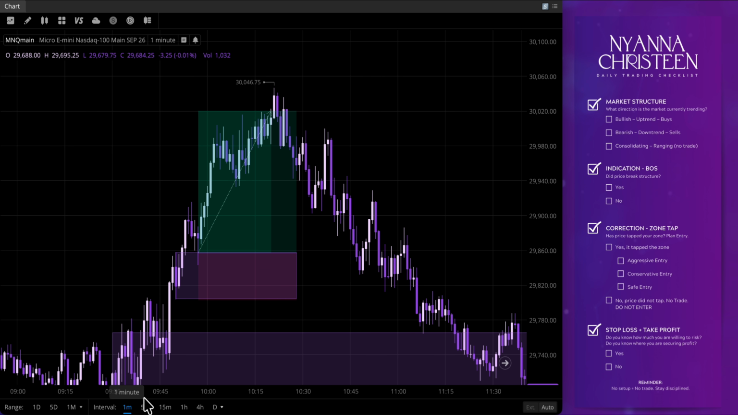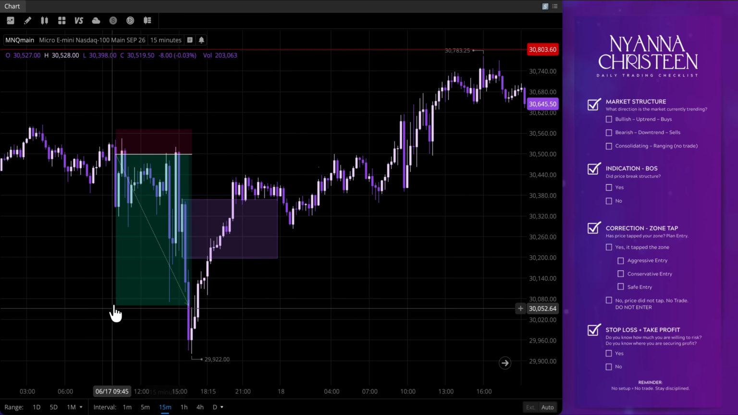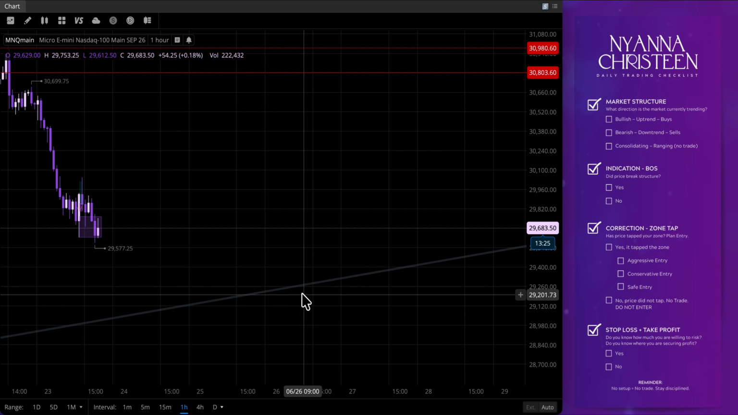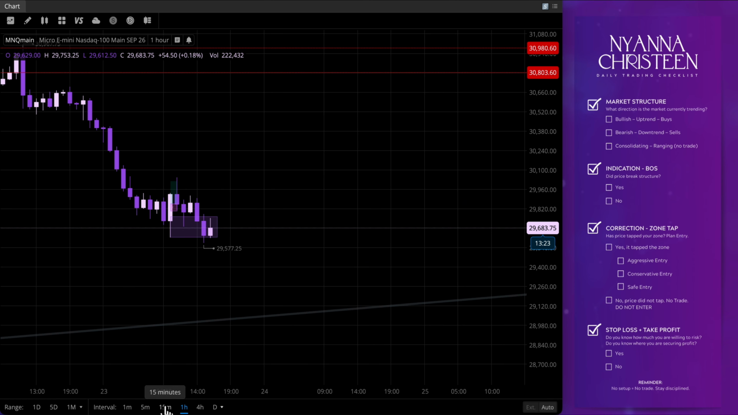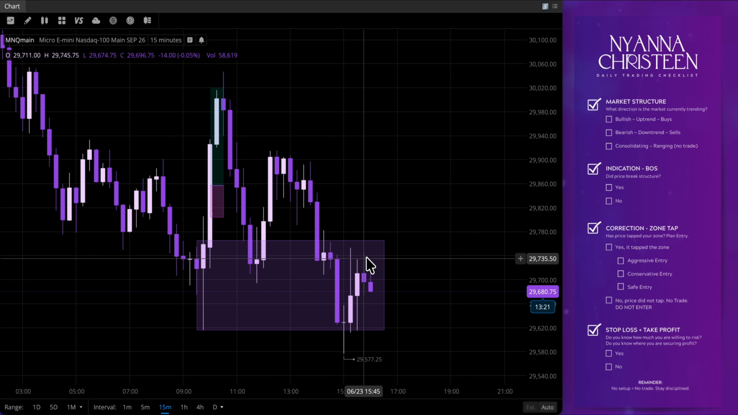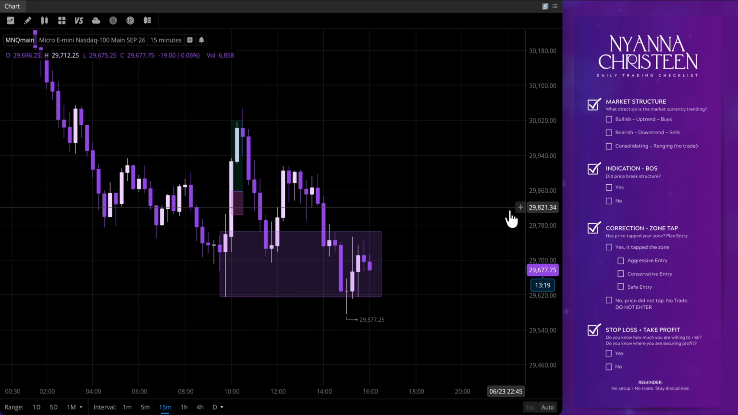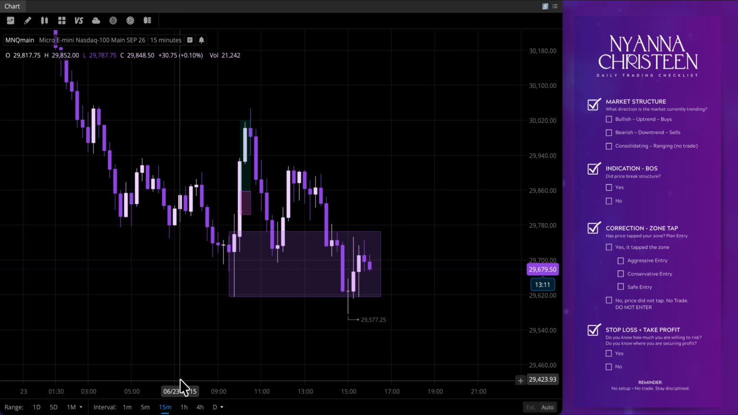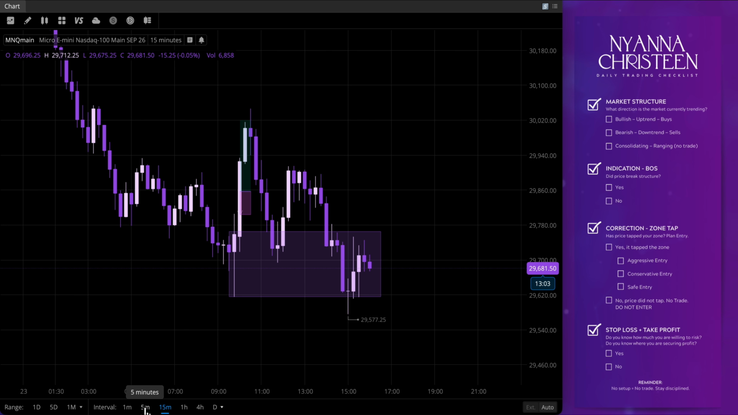What ended up happening? So on the 15, I think it was like a 1 hour play. Where is it? It's right here. No, 15 minute. Yeah, it was a 15 minute. So what ended up happening was on the 15 minute, I seen this candle. It was market open. Yes, market open.